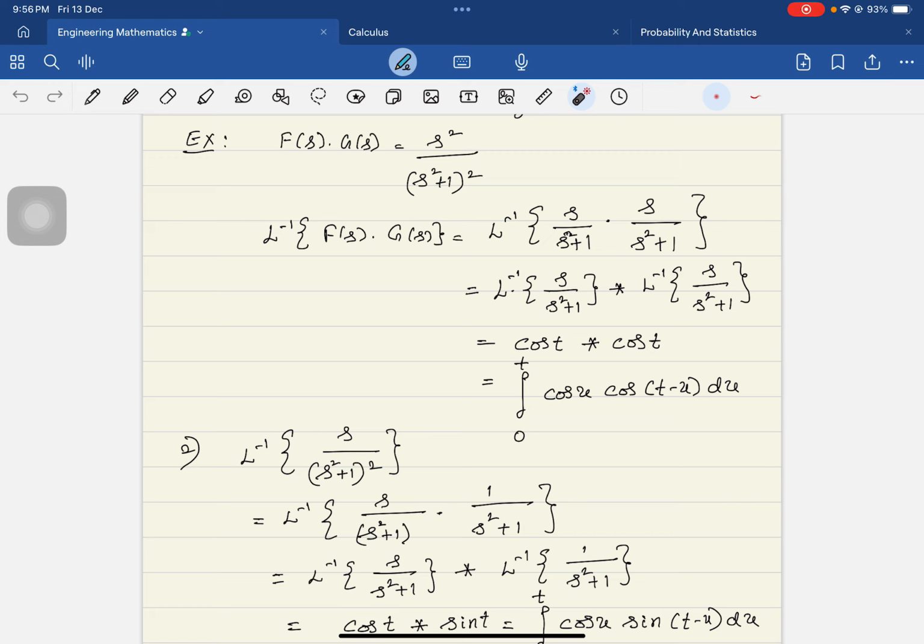You have to write down the given, you are going to split the product into a special product called the convolution. I hope you could understand this.